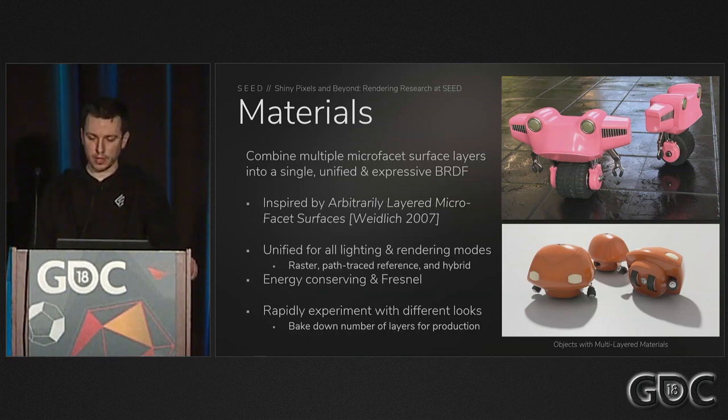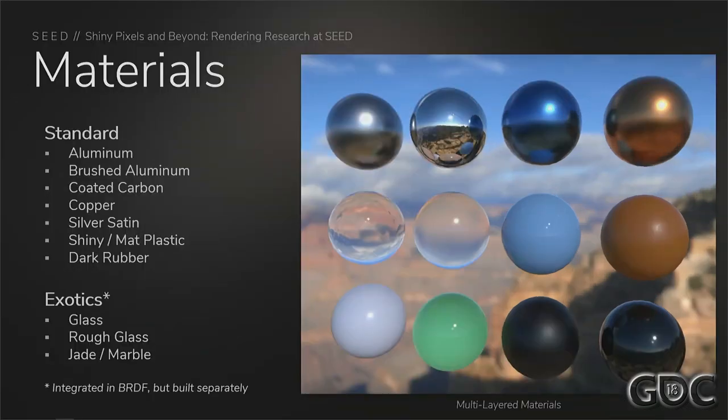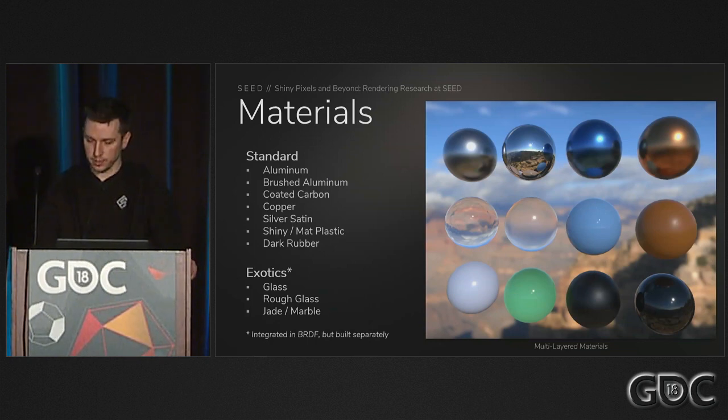This approach has allowed us to rapidly experiment with different looks. But if you were going to use this in a real game production, you probably want to bake down the number of layers that you'd use. Here are some of the materials you can find in the demo in the video. As you can see, this approach has allowed our artists to represent a variety of isotropic materials, where rough and smooth varies between the different layers. We also support glass and translucency, which I'll go over in a few slides. You also probably noticed that we only show isotropic materials, so in the future, we're looking at adding anisotropy as well.